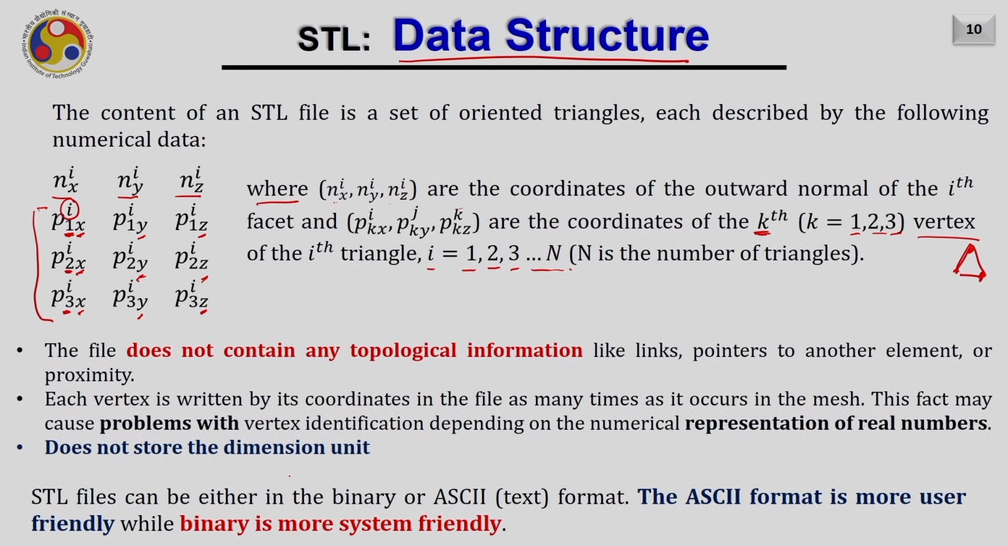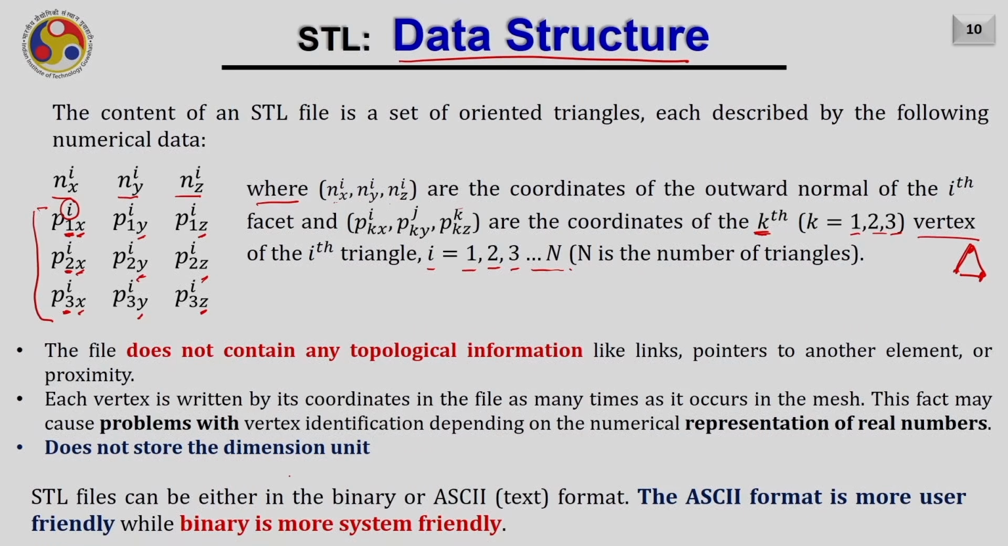The STL file does not contain any information related to the topology, such as links, pointers or other elements such as proximity. Each vertex is written by its coordinates in the file as many times as it occurs in the mesh. This fact may cause some problems with vertex identification depending on the numerical representation of real numbers. Also, the file does not store the dimension units.